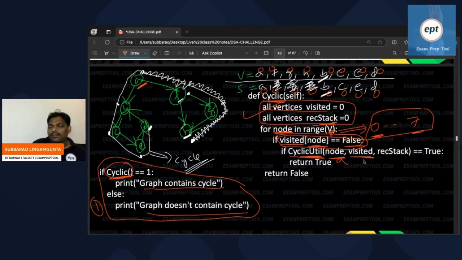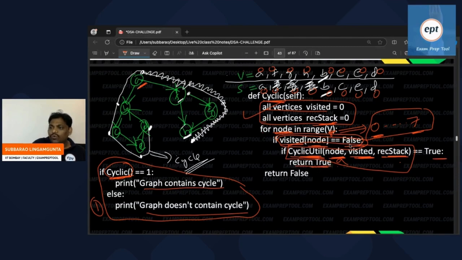All will be zeros as of now, and the node I am sending is A. The stack also is 0 as of now. Call this function. After everything is ready, I took the first person, which is not widgeted. If the function returns 1, that is true, then I will return true.